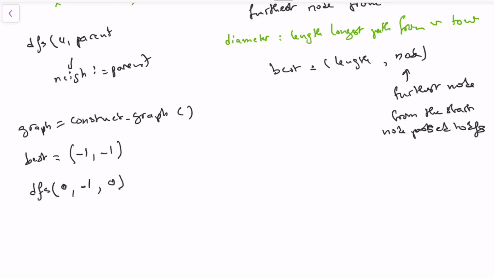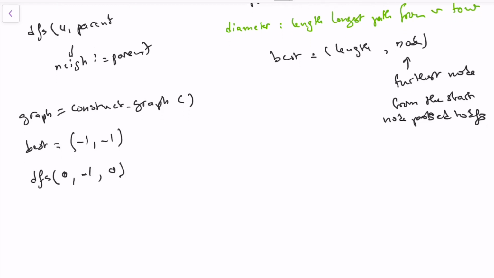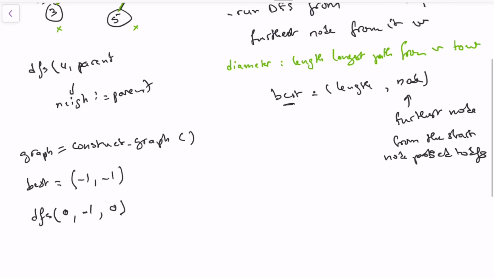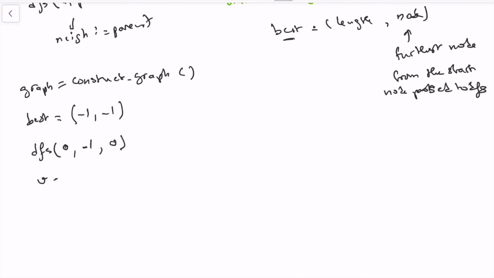So we would have the first value be the length of the distance from the start of the DFS to the furthest node, and the furthest node we will put in node. And so DFS will fill this best array here for us. And so to get the furthest node, which in our case here is just V, V would be just taking best and taking the value here, node, so at 1.